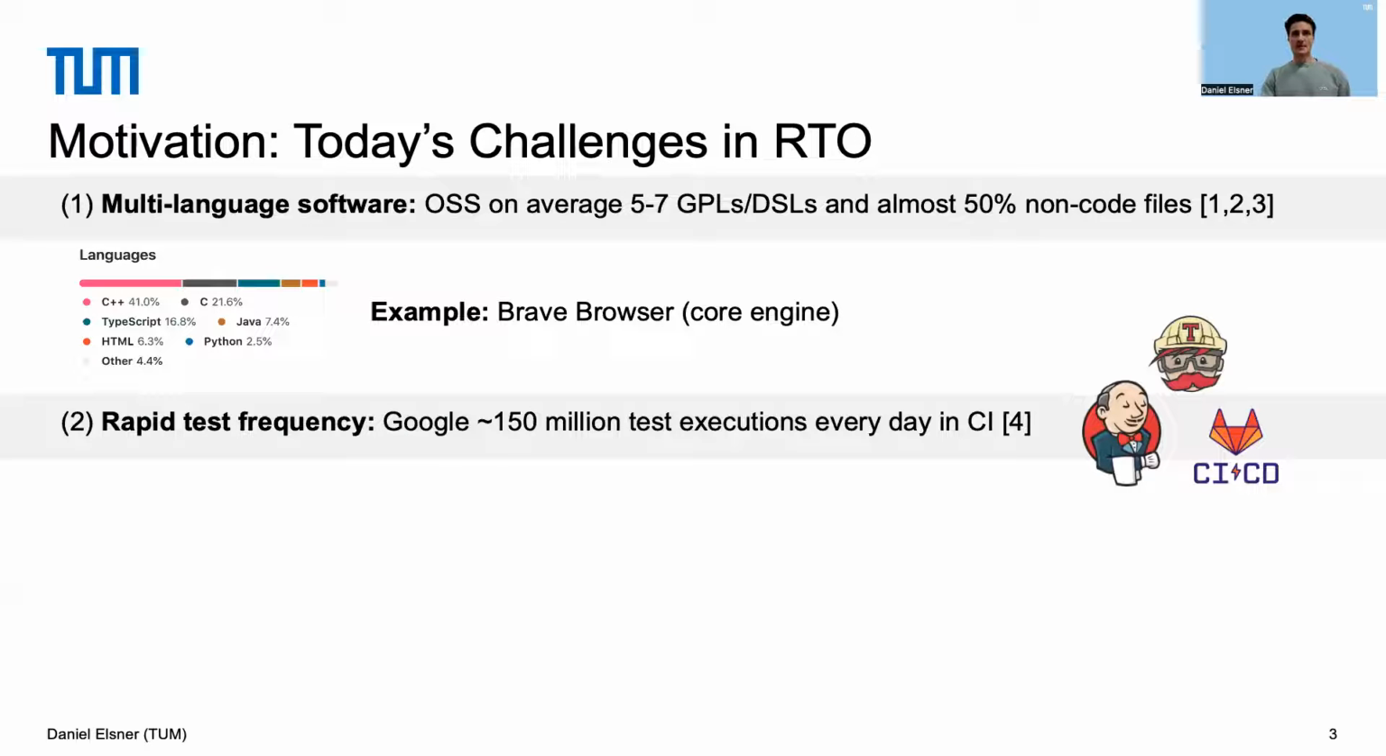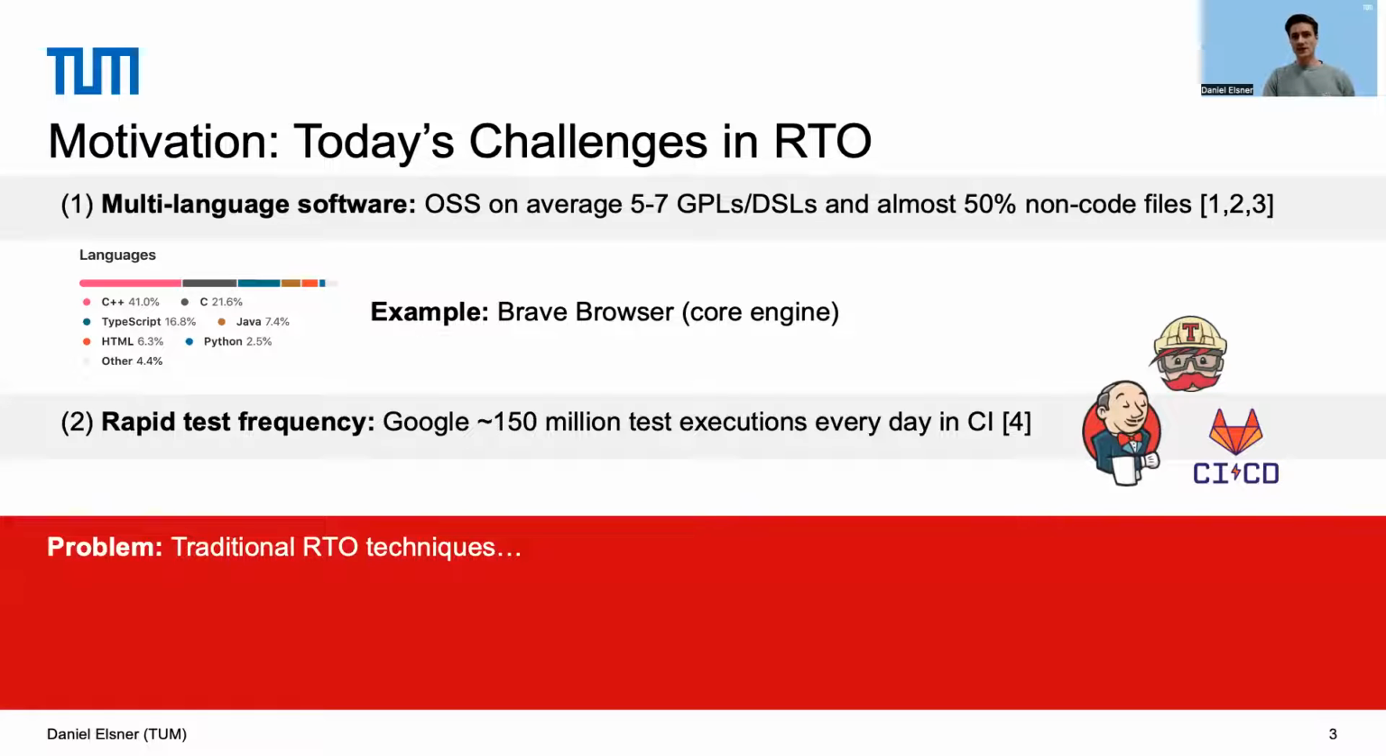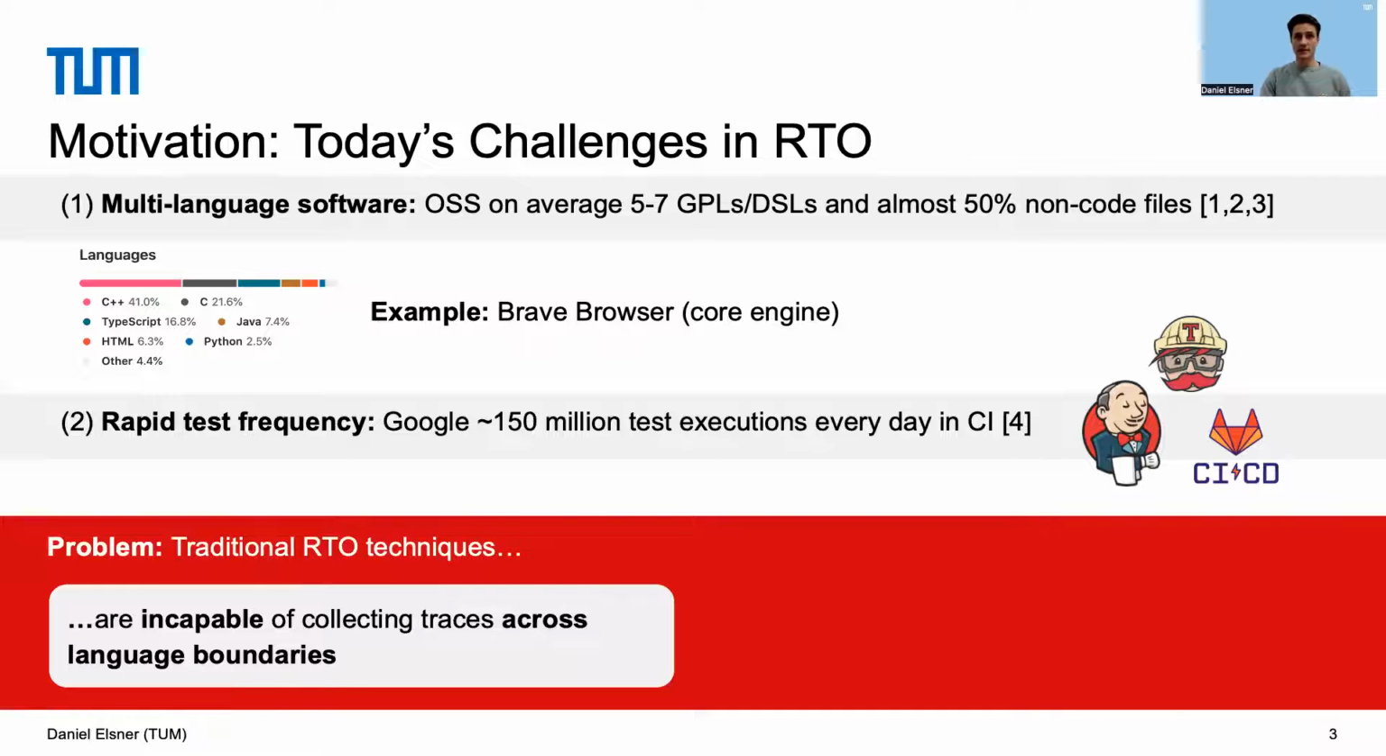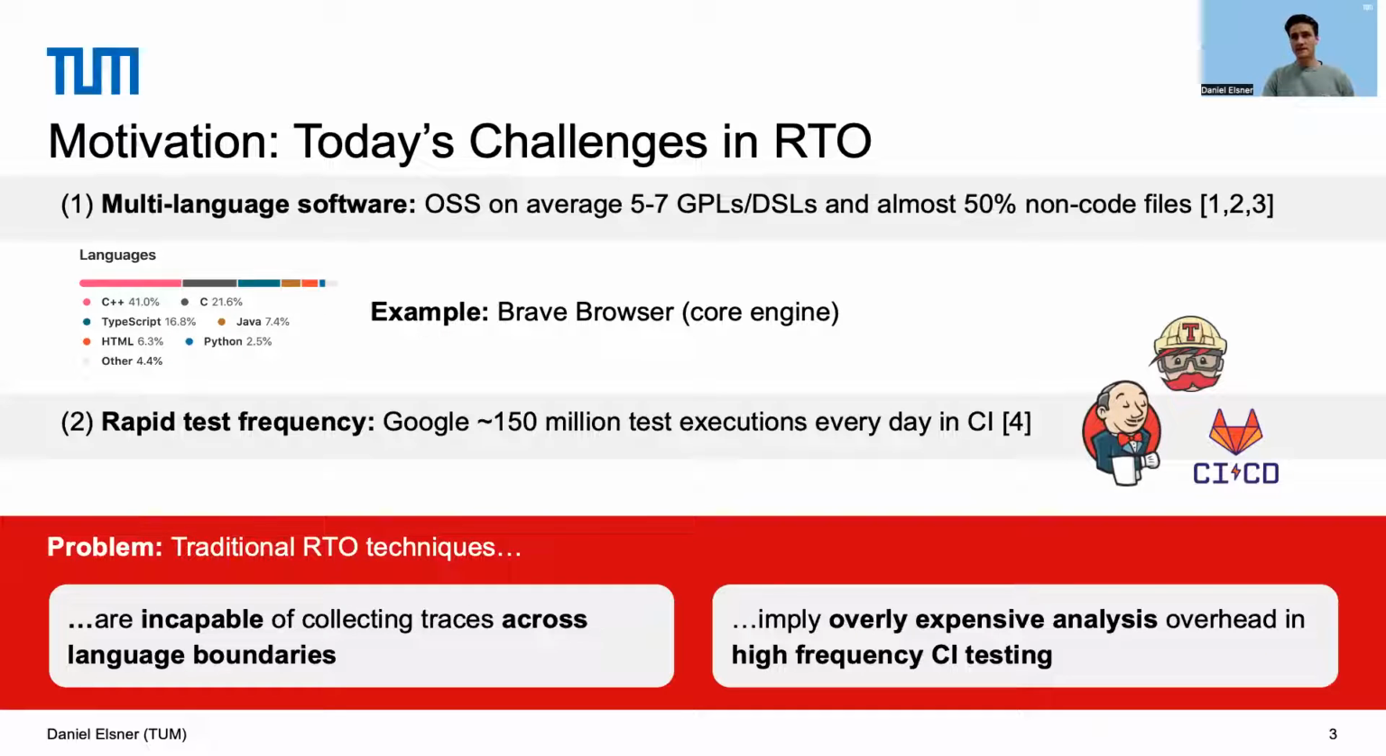The second problem is that we are facing rapid test frequency. For example, at Google, there have been, in 2019, I think this paper is from, 150 million test executions every day in their continuous integration infrastructure. And this raises some problems for the more traditional RTO techniques. First, they are incapable of collecting per-test traces across language boundaries. And secondly, they often imply an overly expensive analysis overhead in high-frequency CI testing.